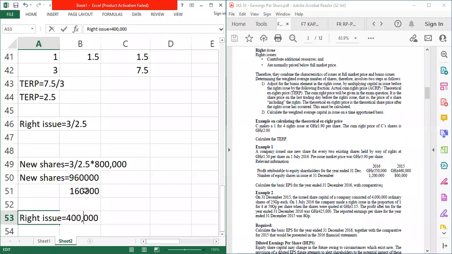Because we have 800,000 at the beginning. Now they are saying that it's supposed to be 960. It means that there was a bonus issue of 160, which is the difference between the new and the one that we have at the beginning. Can I move on?